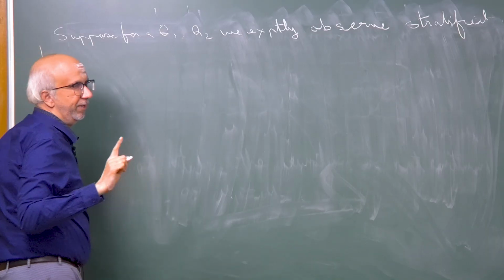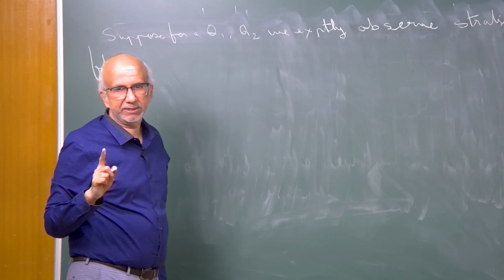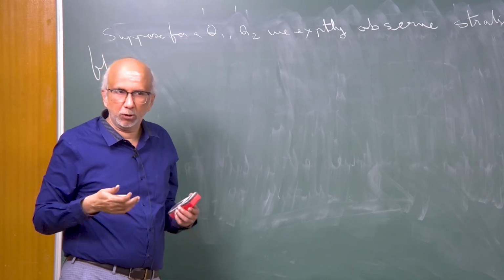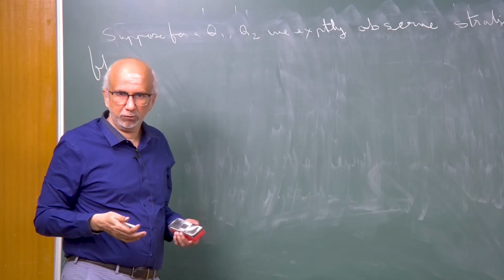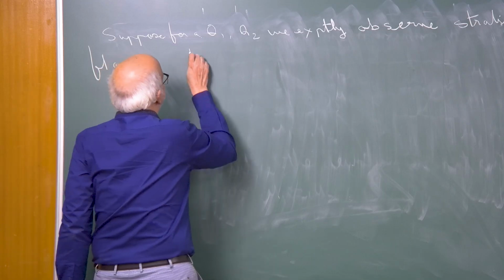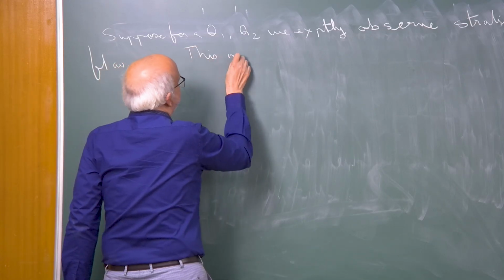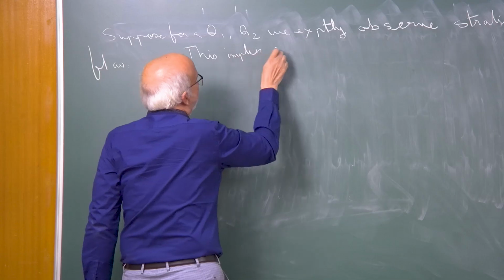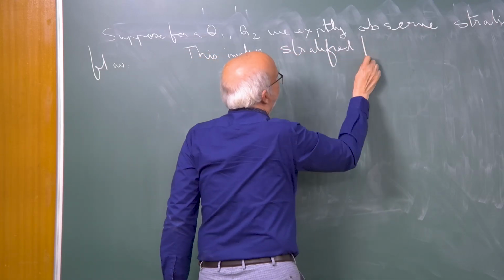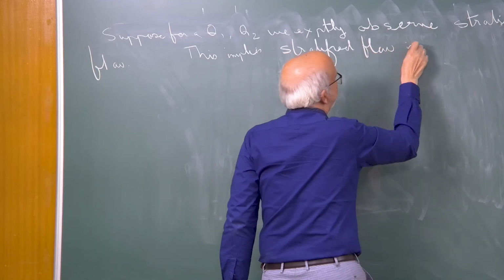What does that mean? It means the stratified flow is stable, because I am able to experimentally observe it. When experimenting, there will always be disturbances, and in spite of all those disturbances, I am seeing the stratified flow, okay. This implies stratified flow is stable.